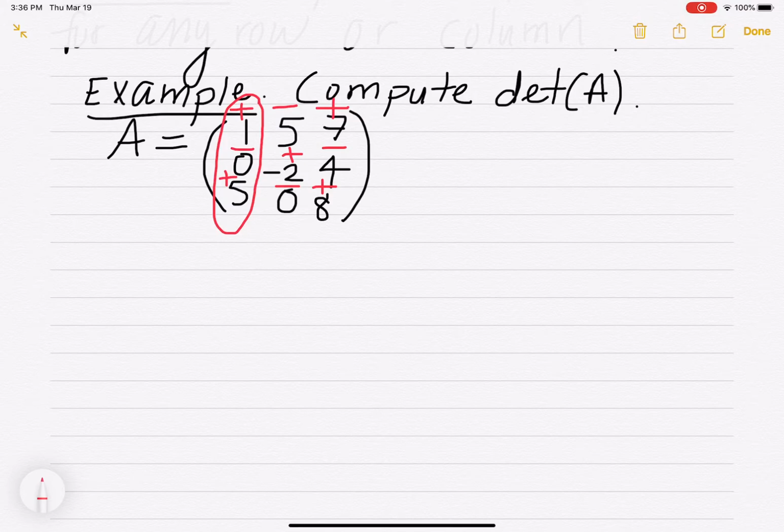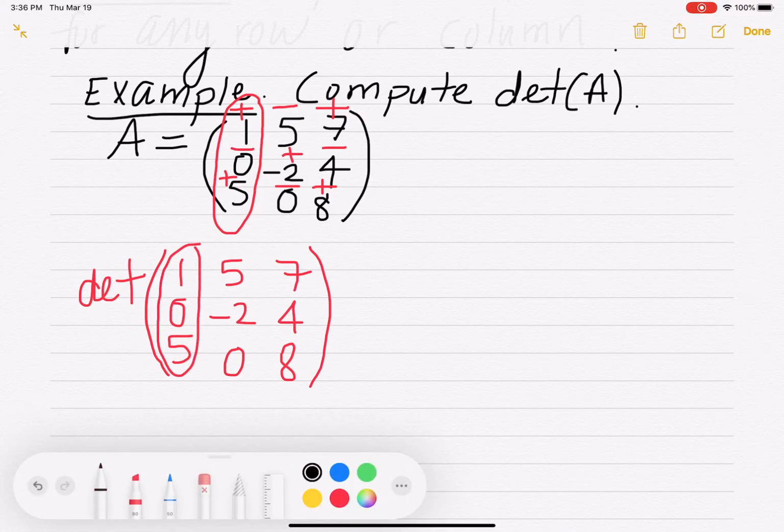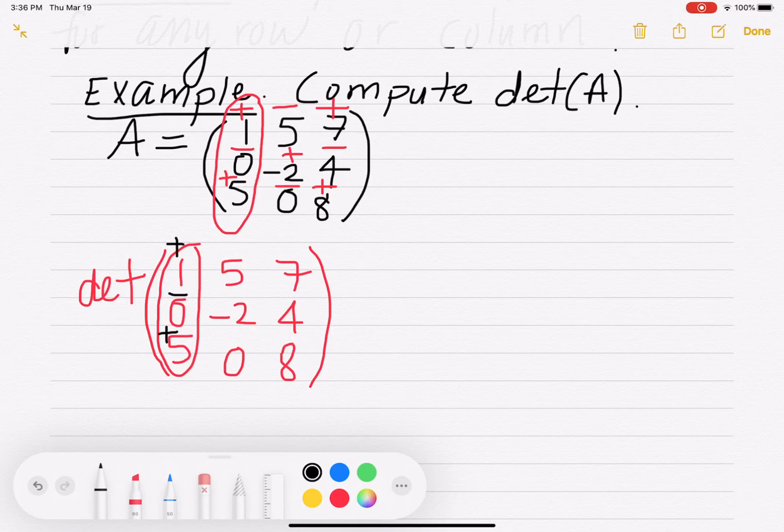So the way you do this, I'm going to write the determinant of 1, 0, 5, 5, negative 2, 0, 7, 4, 8. And we're expanding across this first column here. And our signs, I'll do in black here: plus, minus, plus. That's what's important here. All right, so let's begin expanding.